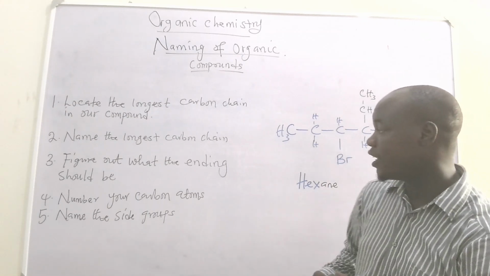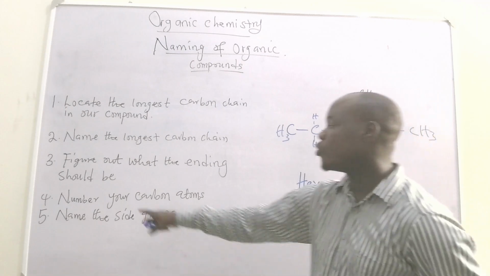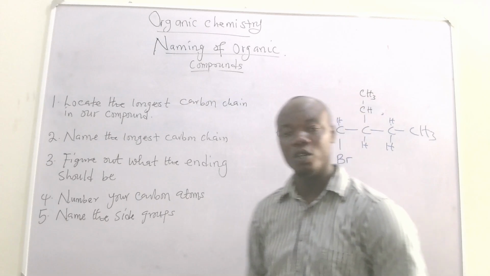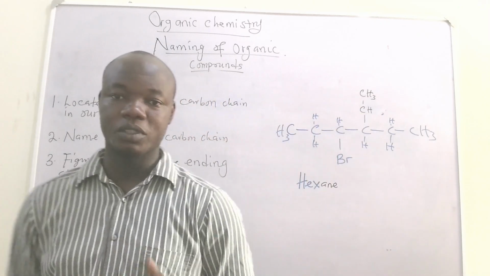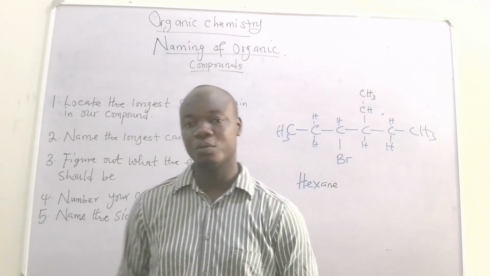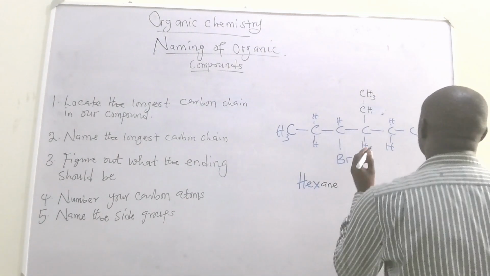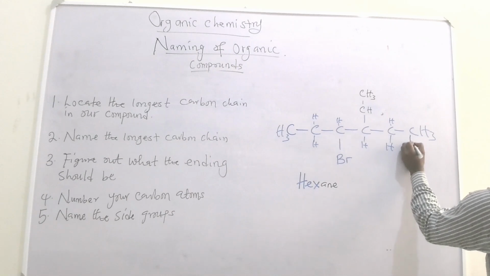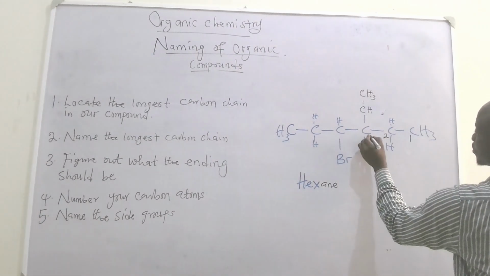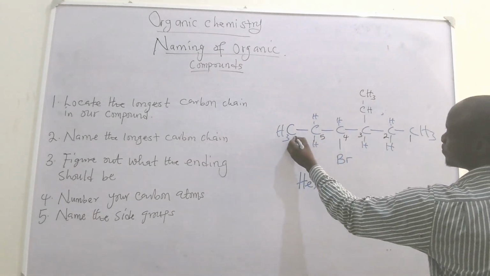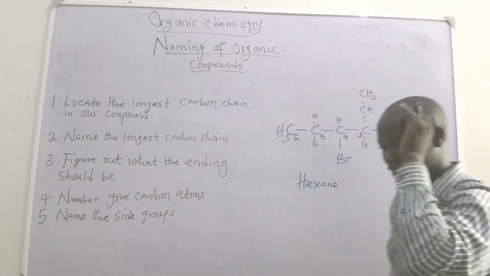After that, what do you do next? Then we number the carbon atoms in the compound. In numbering the carbon atoms, there are also a set of rules. So what do we do? Let's start numbering from here. We have 1, 2, 3, 4, 5, and this is 6.